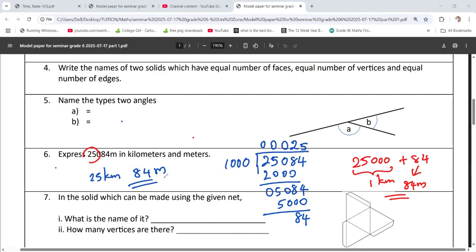Just give the clear answers and do not forget to write the units, which are kilometers or meters. And also, it is better if you could show the way you got these answers. Fine.